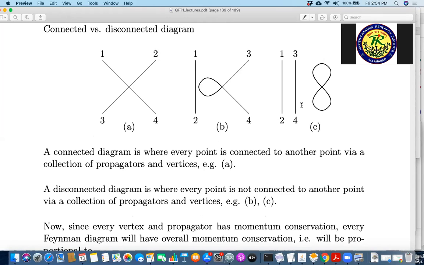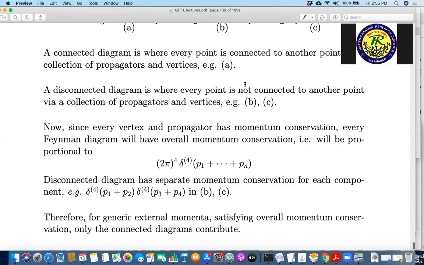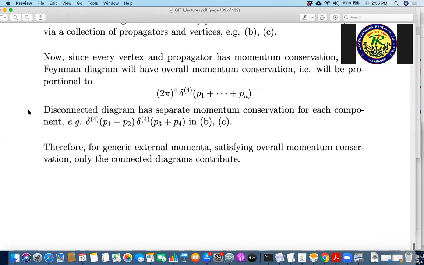Because for diagrams B and C to contribute, you need an additional constraint. You have to go to a subspace of this generic space spanned by three momenta to have a non-zero contribution from diagrams B and C. For this reason, for most purposes, although not every purpose, we will be dealing with only connected diagrams, particularly in scattering amplitudes. Suppose you take a two particle to two particle scattering amplitude. The connected diagrams are the ones that are relevant.